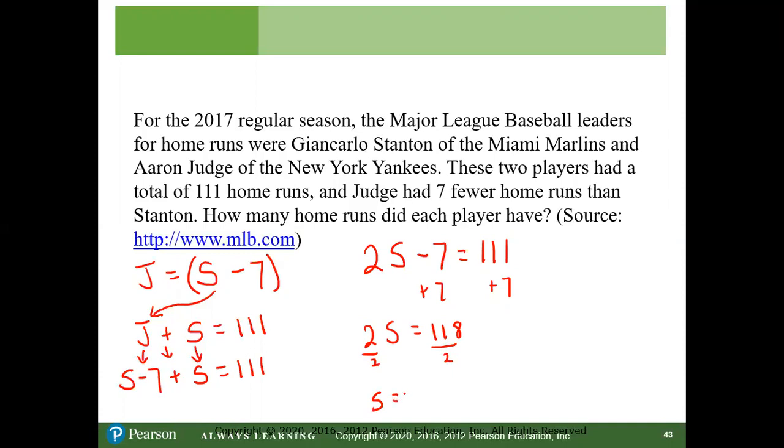We will get that Stanton hit 59 home runs. And if Stanton hit 59 home runs, we will know exactly how many Judge hit, because Judge hit 7 fewer. So Judge hit 52 home runs. Again, you can check your answer by adding these two values together, because it says they hit a total of 111 home runs between the two of them. If you add 59 and 52 together, you get 111.